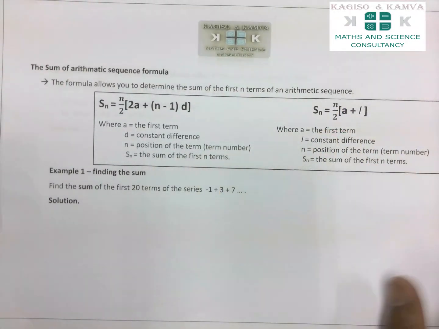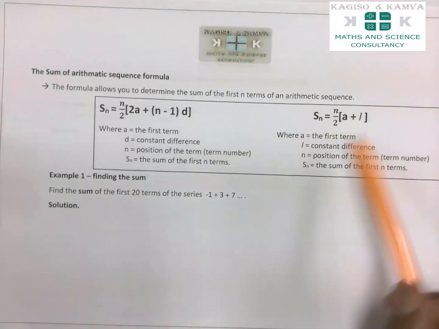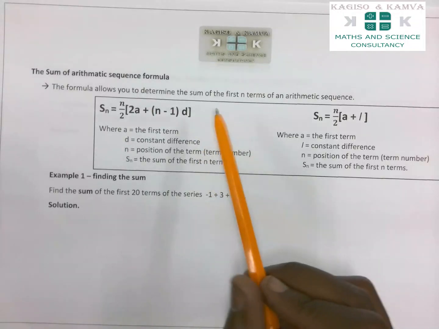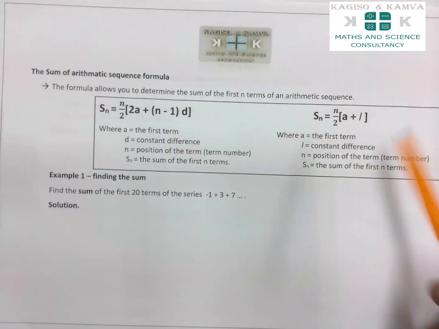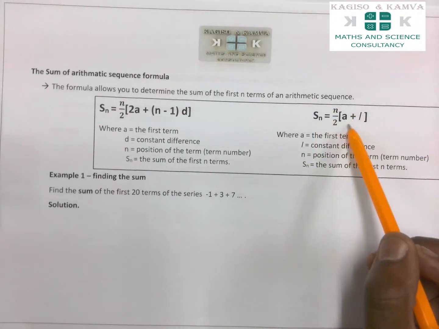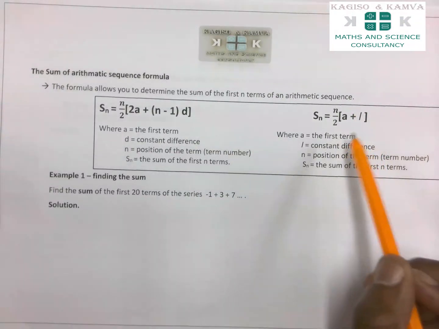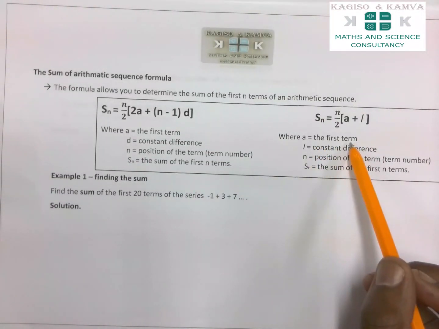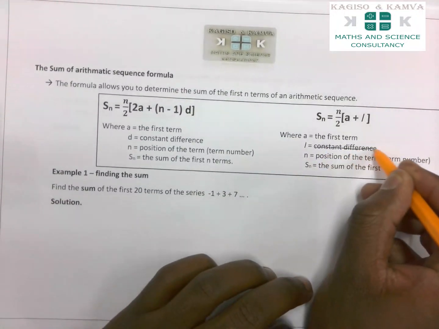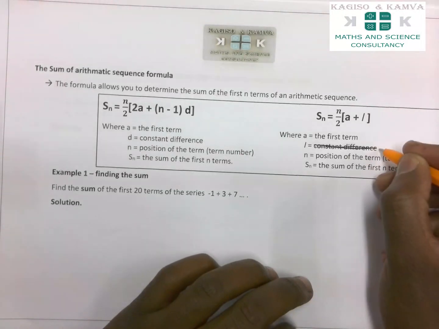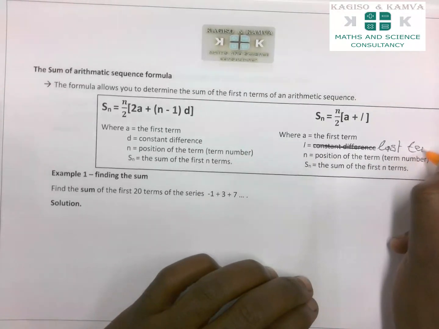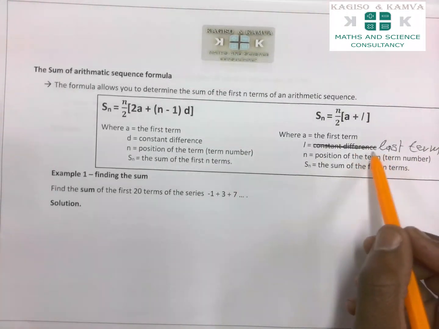Let us also discuss the second formula for determining the sum of the first n terms. That will be Sn is equal to n over 2 into bracket a plus l, close bracket, where a is the first term and l is the last term.